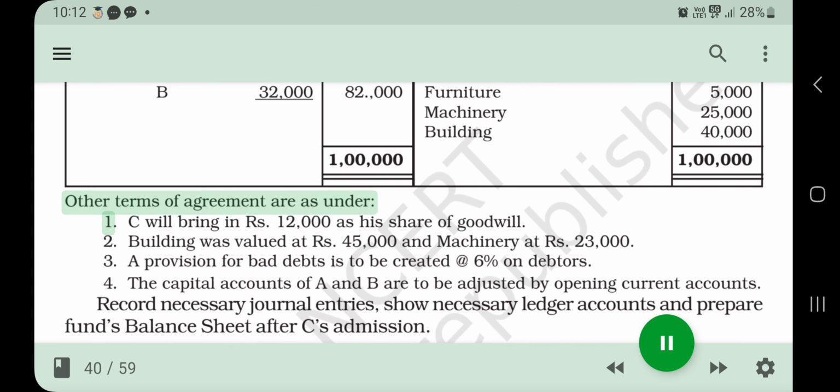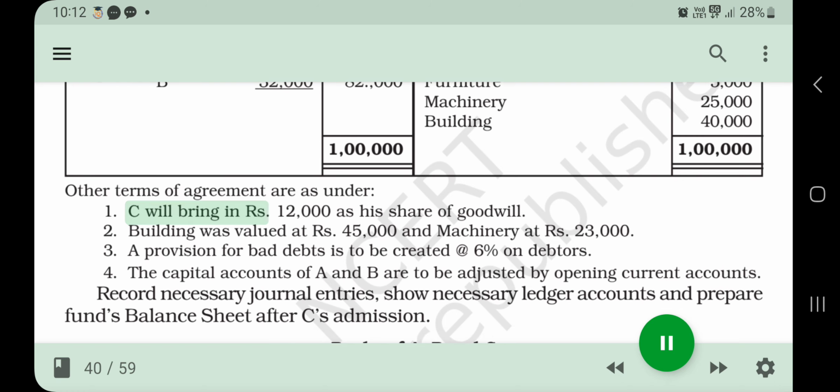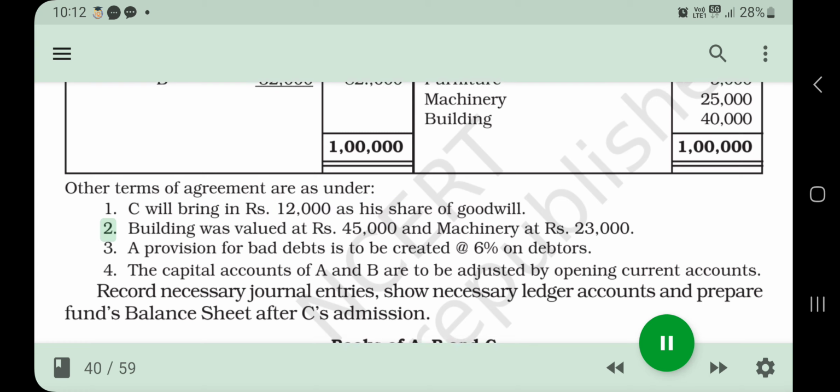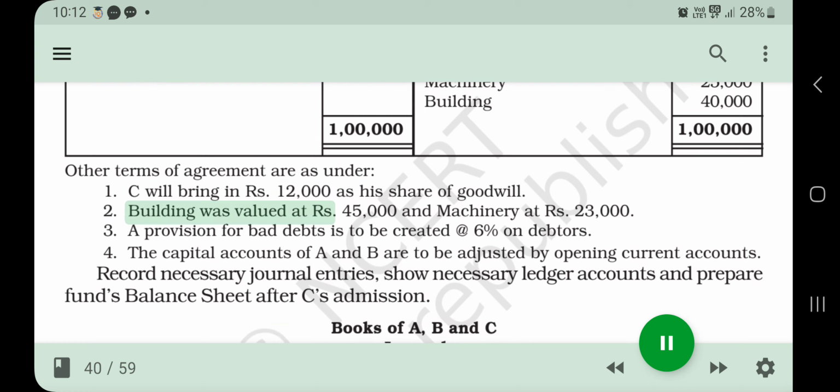Other terms of agreement are as under. 1. C will bring in Rs. 12,000 as his share of goodwill. 2. Building was valued at Rs.